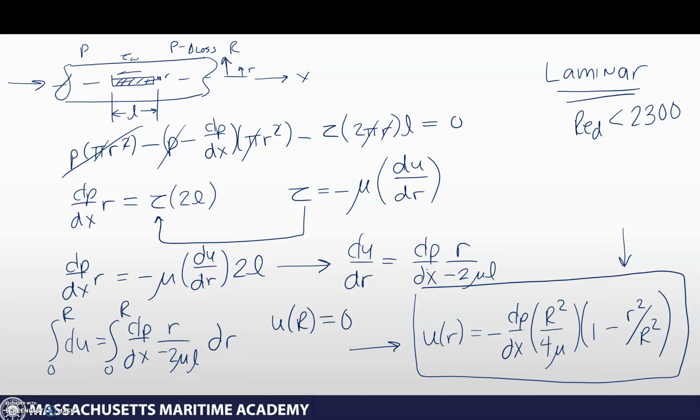Because of that, when little r is 0, this term becomes 1, and what I'm left with is the maximum velocity that I can have, which is on the center line. So u max is equal to negative dp dx times R squared over 4 mu. There's no point in the velocity field that will be faster than that. Because of that, a lot of times you'll see this equation written as u of r equals u max times 1 minus little r squared over big R squared.